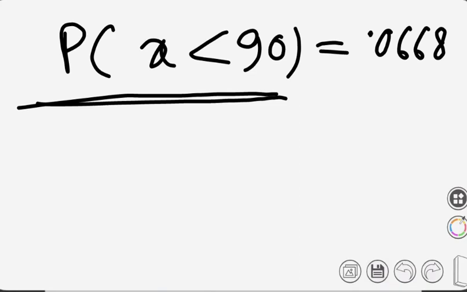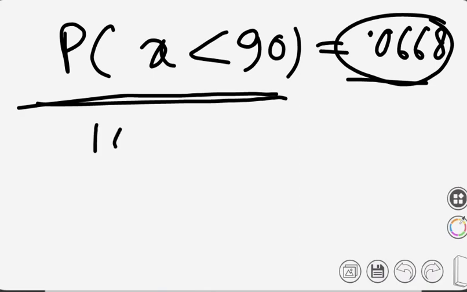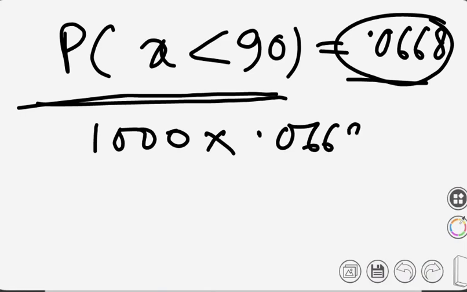So that's the probability. Now, probability of how many bulbs? Out of 1000 bulbs, so total there were 1000 bulbs. This is the probability of the bulbs which will be going out within 90 days. Then how can we find the number of bulbs? Simply multiply with the number. So the number of bulbs which will have life less than or equal to 90 days is 1000 into 0.0668, which gives you 66.8.